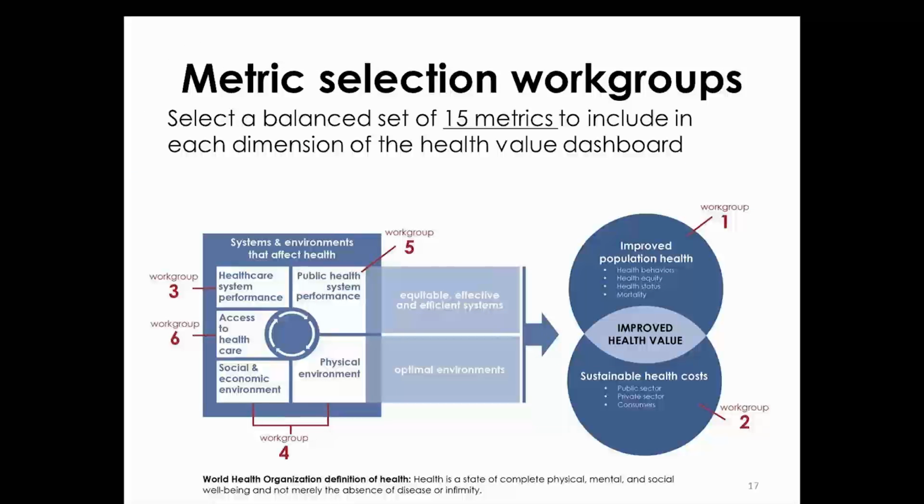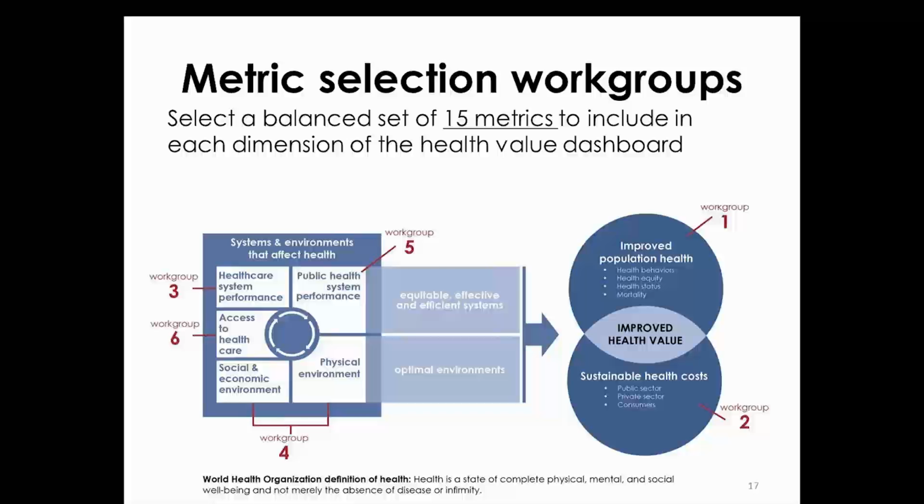All right, so a little more about our process. Once we had our conceptual framework, the next step was selecting the metrics. So we had these 6 work groups, and each work group was charged with selecting 15 metrics for each domain. And we started with lists from the existing scorecards like Commonwealth, State Scorecard, America's Health Rankings, and County Health Rankings. And then we looked for additional metrics to fill in the gaps that weren't covered by those sources.